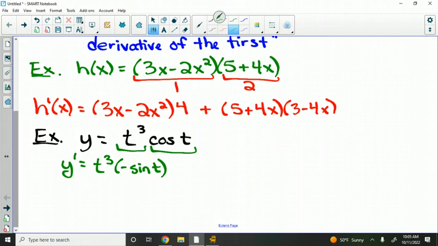Because if you don't put parentheses, you're really saying t cubed minus sine of t, and we don't want that. So first times the derivative of the second plus second times the derivative of the first. So what's the derivative of t cubed? 3t squared. Easy. There's our derivative.